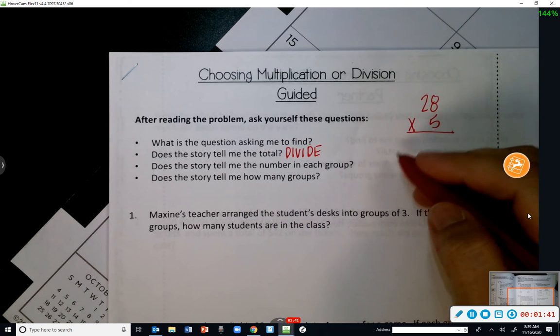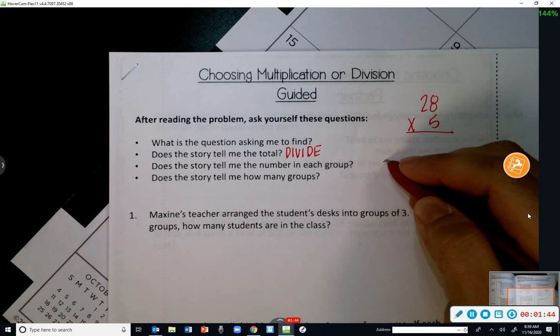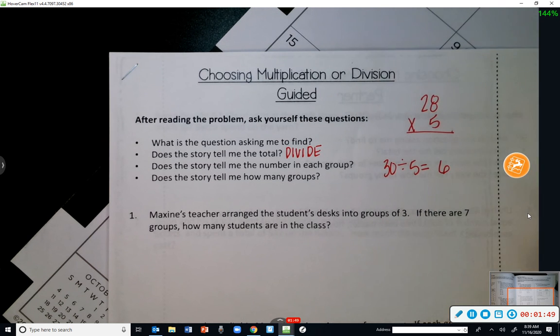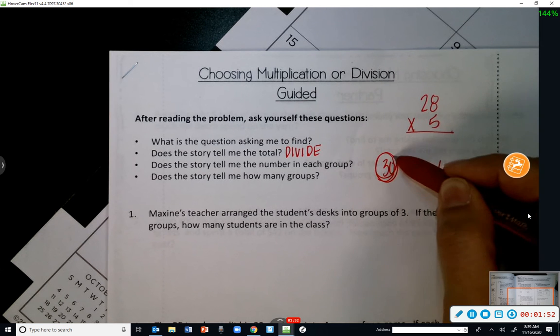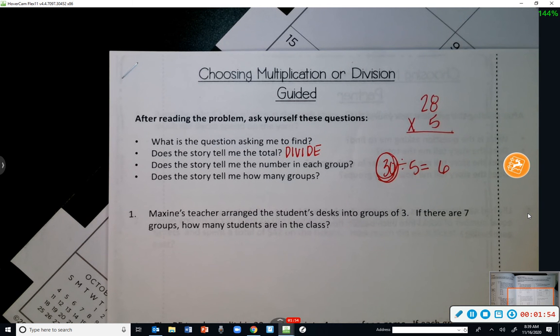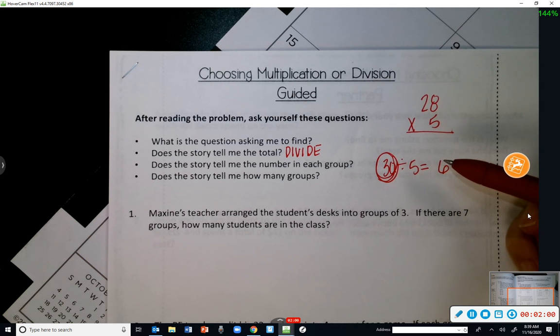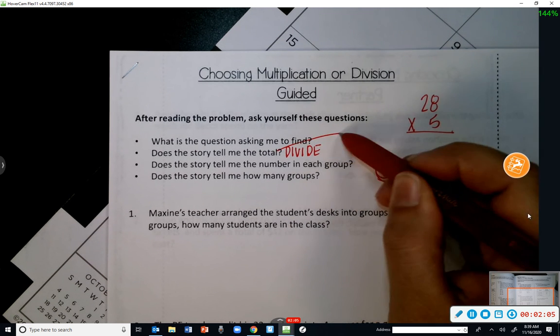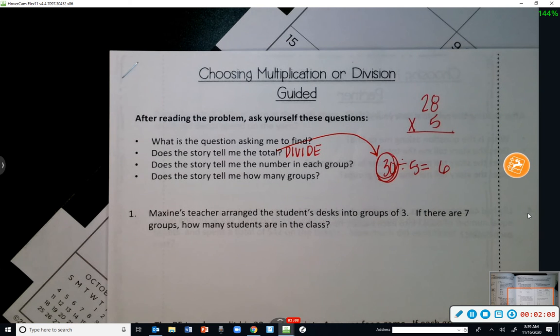Because remember, if you have a division problem, let's say it's 30 divided by 5 equals 6. This number in front represents what? The total amount, right? You're taking the total amount of objects and splitting it into 5 groups, okay? So usually when you have the total, that means you divide. Does the story tell me the number in each group? Or does the story tell me how many groups? Okay, that's what we're going to be looking at today.